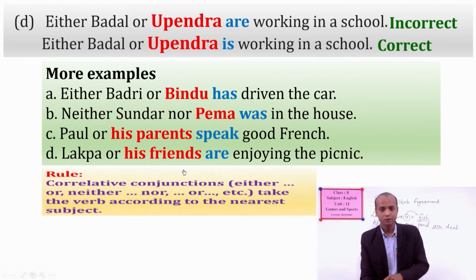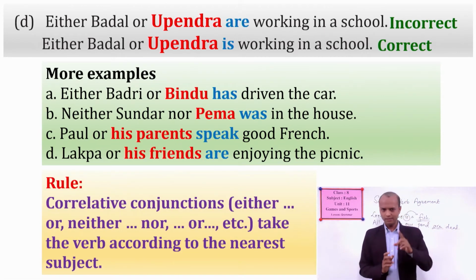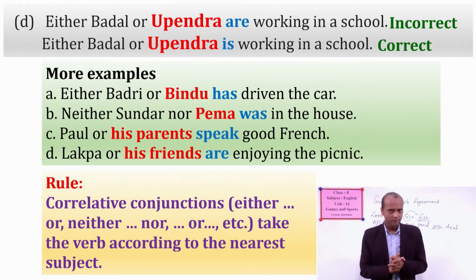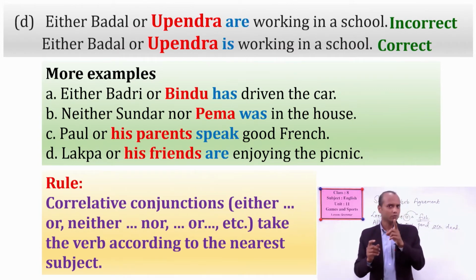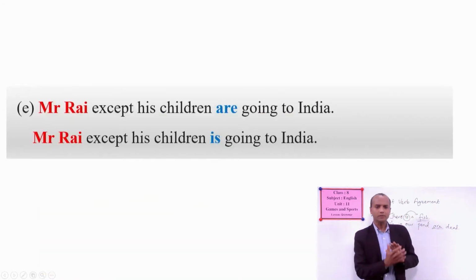Let me show the rule. They are called correlative conjunctions, for example, either or, neither nor, or, etc. If they are there, you have to place the verb according to the nearest subject. Upendra, Bindu, Pema, his parents, his friends are the nearest subjects to these blue color verbs. Remember, this is the last exercise of the first activity.